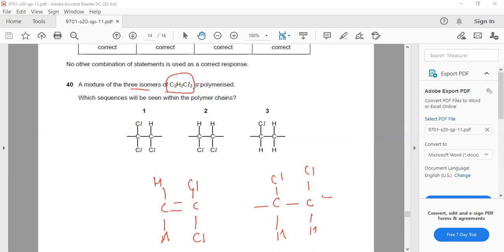Mixture of three isomers of C2H2Cl2 polymerize. I mean, both chlorine may be on the same carbon, or both chlorine may be on different carbons. Okay, so if it is on the same carbon, then this, or it may be on different carbons like this. This is also possible. They have drawn only half. Before that, there will be two chlorine that they have not shown. Okay, this is also possible, and this will also be possible.